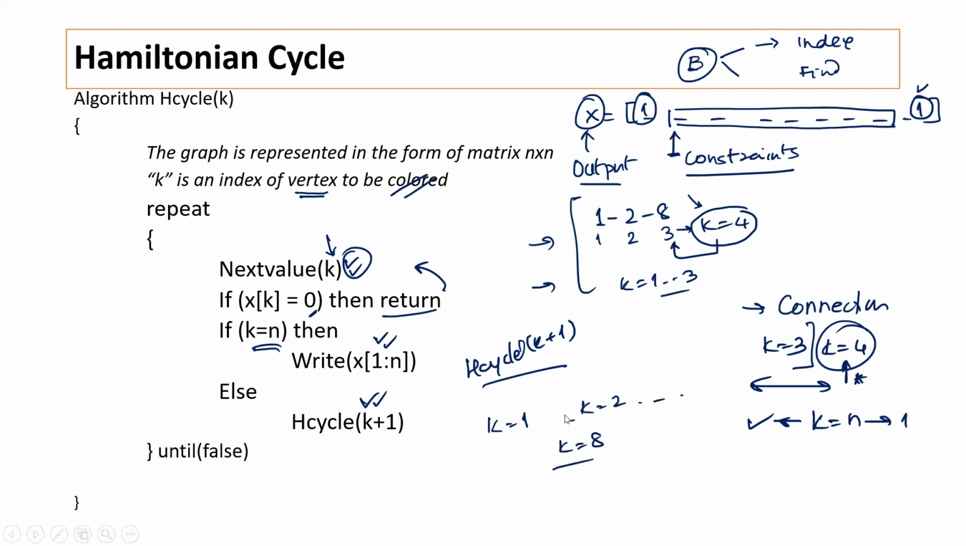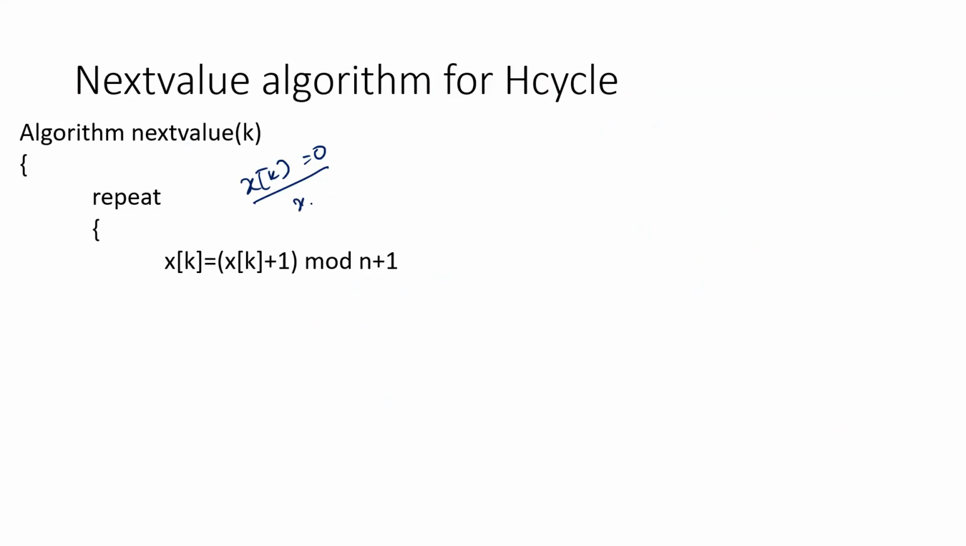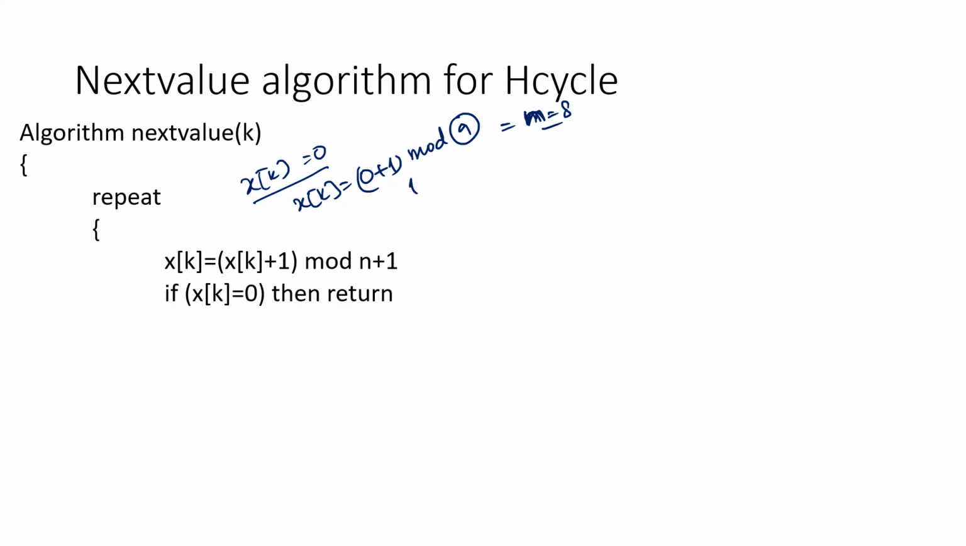Slowly. Okay. So how are the constraints checked? First, repeat. Since x of k at every location is 0, it will first check x of k equal to 0 plus 1 mod 9. Why 9? Because the number of vertices is 8, so this n equal to 8. So mod 9 will create 1 here and will continue. Since it is not equal to 0, it will not return.